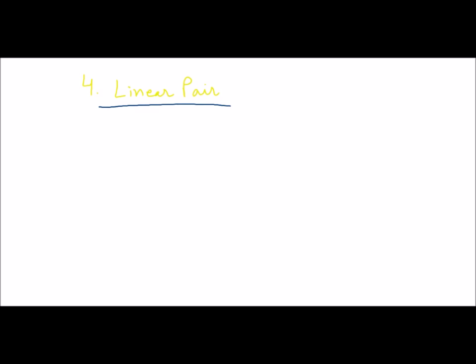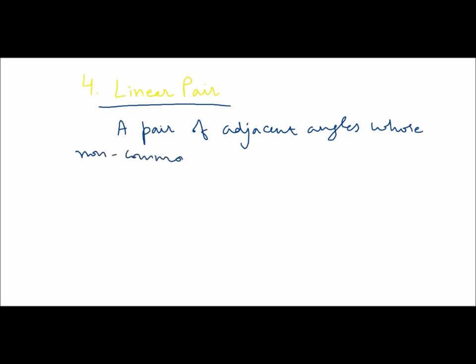So its proper definition is a pair of adjacent angles whose non-common arms are opposite rays. Such adjacent angles will be called a linear pair of angles.